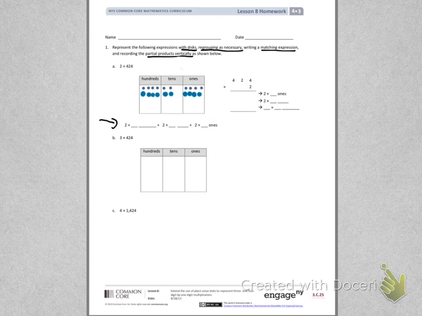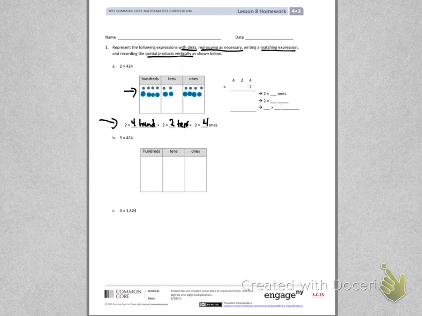It says 2 times blank plus 2 times blank plus 2 times blank ones. So the first thing we need to fill in is our hundreds. We have 2 times 4 hundreds. I'm going to abbreviate that. Plus 2 times blank, and that's going to be our tens. So 2 tens, because there are 2 groups of 2 tens. And for the ones, we have 2 times 4 ones.